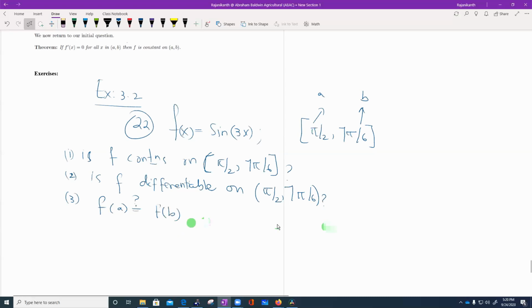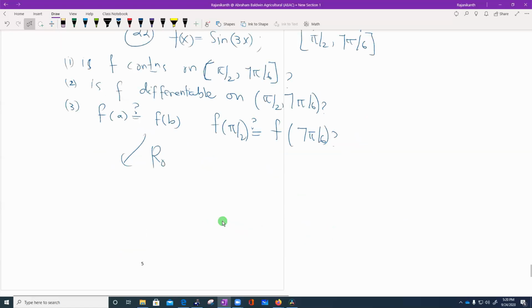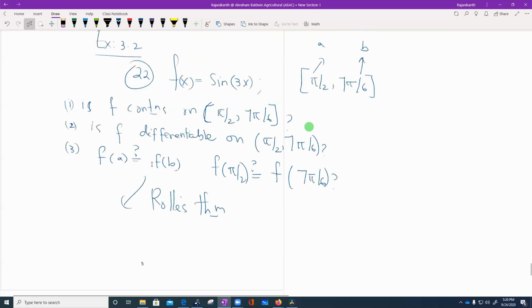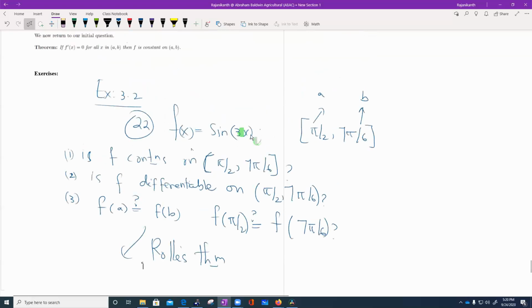So in our case, our a is pi over 2 and b is 7 pi over 6. We have to check whether the function value evaluated at pi over 2 equals the function value evaluated at 7 pi over 6. If all 3 conditions are satisfied, then only you could apply what? Rolle's theorem. Okay, so you have to check now one by one. The first question: is sine 3x continuous? Remember, the sine function is always continuous, a wave function. So it is continuous everywhere. Therefore, this is satisfied.